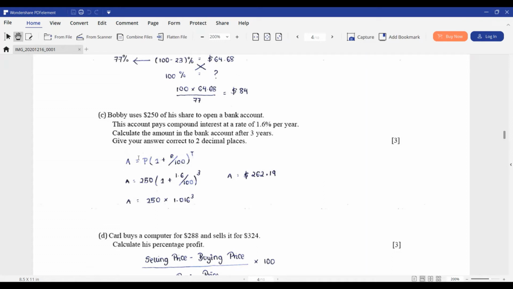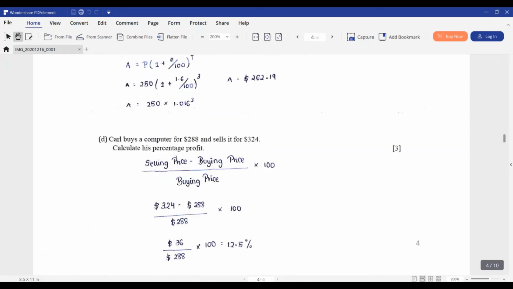Now let's rewrite the formula for compound interest: P open bracket 1 plus R over 100 close bracket to the power of time. The principal is 250, so 250 open bracket 1 plus 1.6 over 100 close bracket cubed. We want to solve what's in the bracket first. 1 plus 1.6 over 100 is basically 1.016. So when you evaluate further, it should give you 250 times 1.016 cubed. Put this in your calculator and you should get the final amount to be $262.19, correct to 2 decimal places.